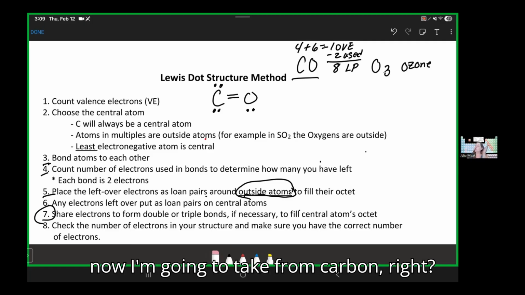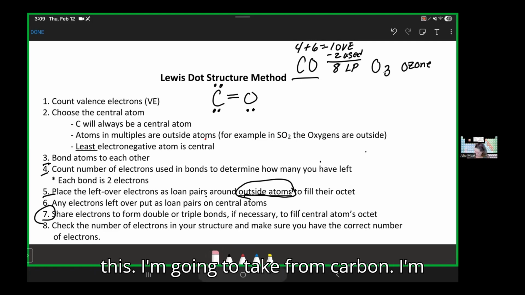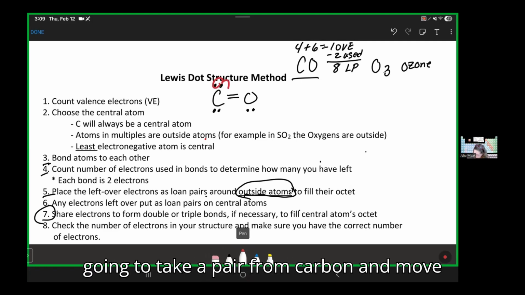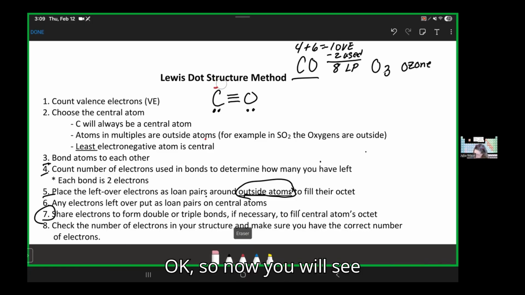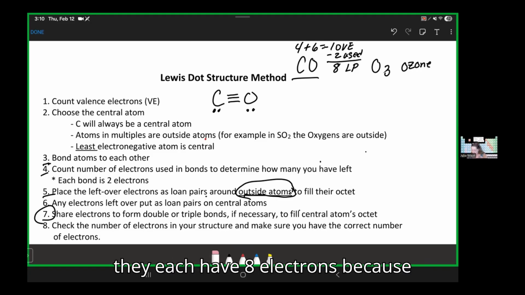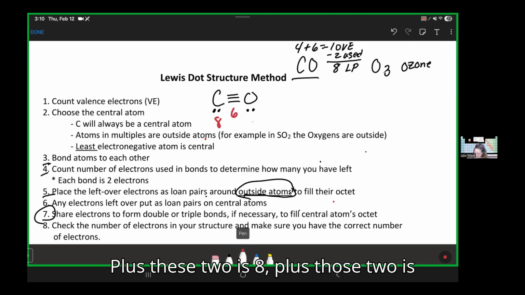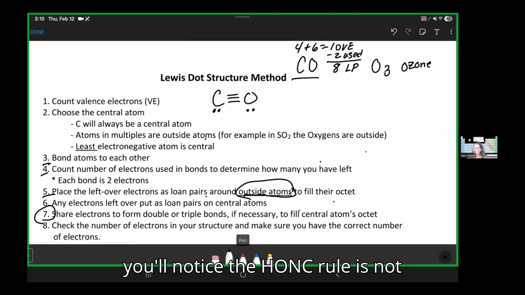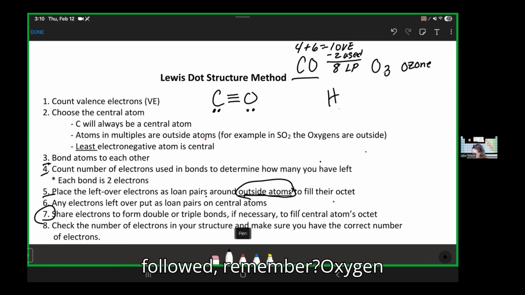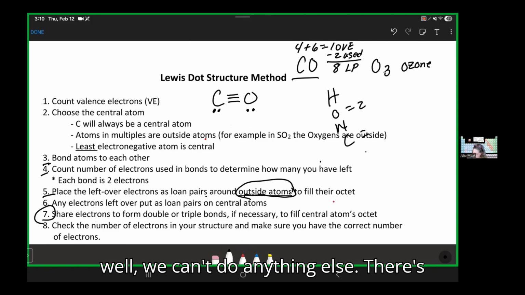So now I'm going to take from carbon, because we're going to be symmetrical in this. I'm going to take a pair from carbon and move it down there and form a bond. Now you will see they each have 8 electrons, because I have 6 right here, plus these 2 is 8, plus those 2 is 8. So they both have an octet. But you'll notice the HONC rule is not followed. Remember? Oxygen likes 2 bonds, carbon likes 4 bonds.